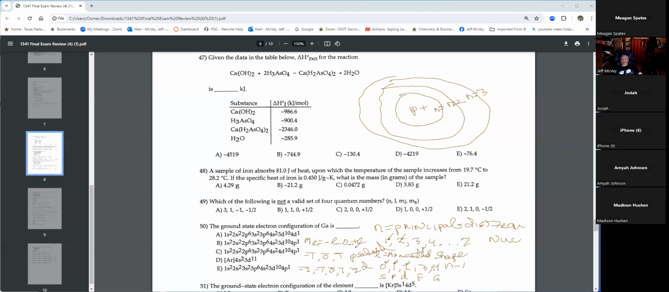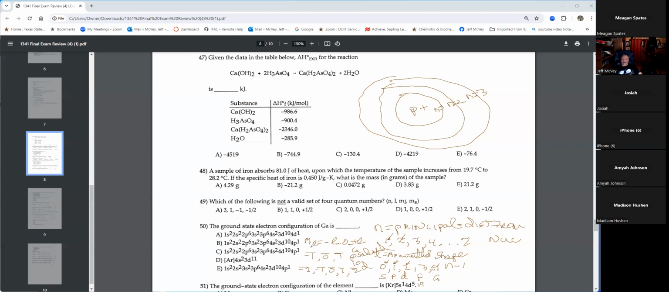You can put a total of 6 electrons in a P subshell, 10 electrons in a D subshell, and 14 electrons in an F subshell, because you've got -3, -2, -1, 0, 1, 2, and 3, 2 electrons per. Let's go over some rules first.